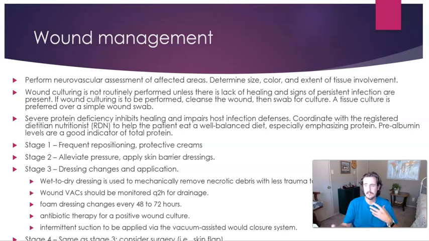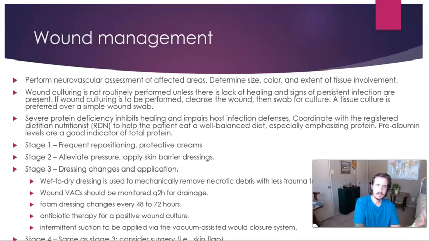So you're going to do neurovascular assessments to make sure that there's no involvement of the nervous system, like it went really bad. You're also going to have to determine the size, the color, the extent of tissue involvement. It doesn't mean I need you to stage it. Like I said, I'm not going to ask you, is it a stage 1, 2, 3, or 4? It's not what I'm going to ask you to do. But you do need to have an understanding of kind of what it is.